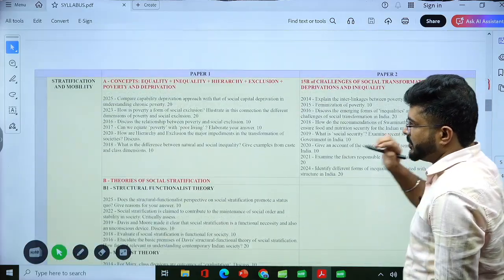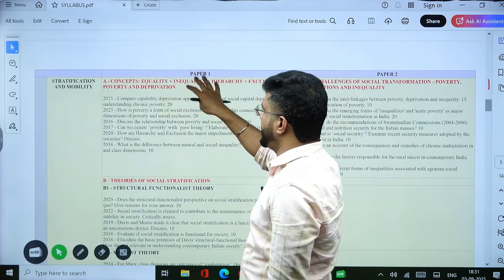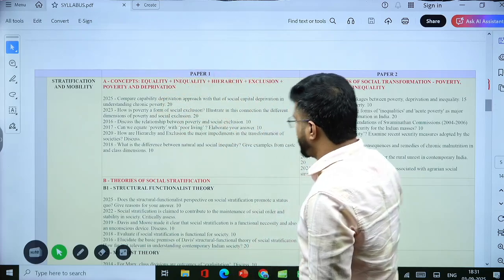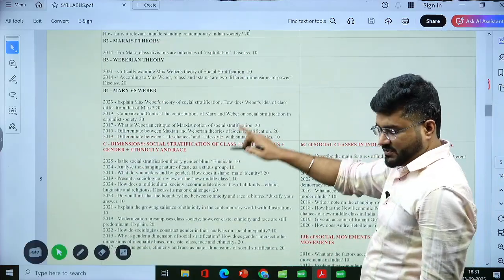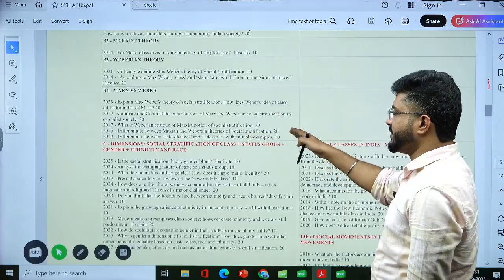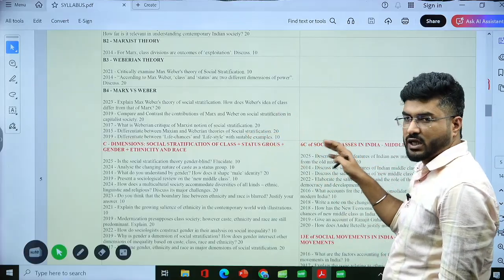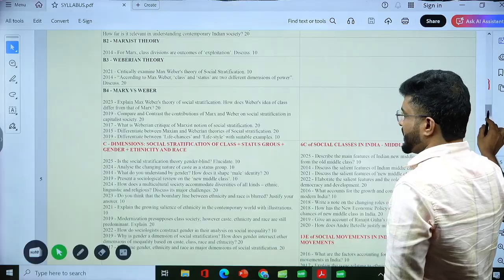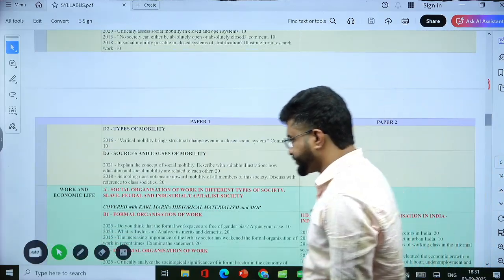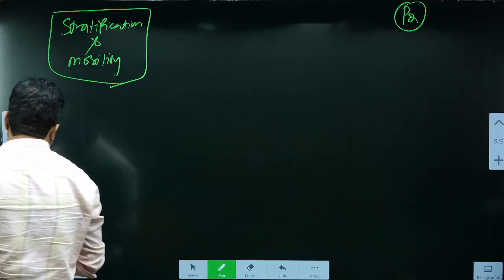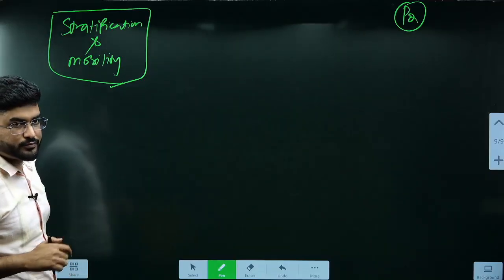Now, in stratification and mobility, you read about concepts: equality, inequality, hierarchy, exclusion, poverty and deprivation. Then theories of stratification. Then part C, dimensions of social stratification: class, status group, gender, ethnicity, race, etc. Then section D, social mobility. Now, how are these related to your paper 2?